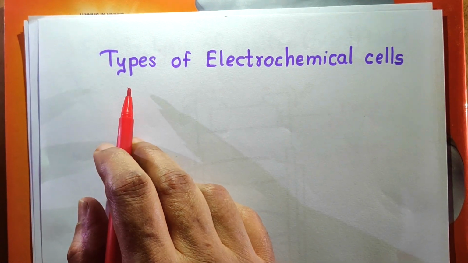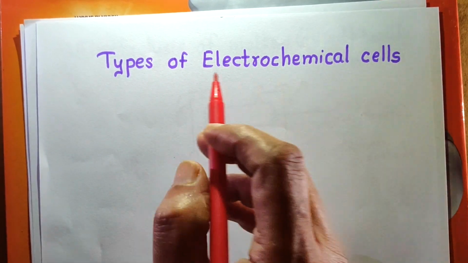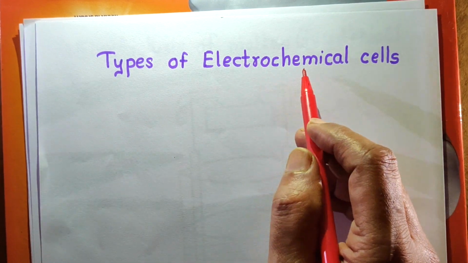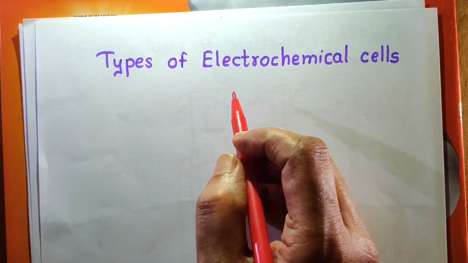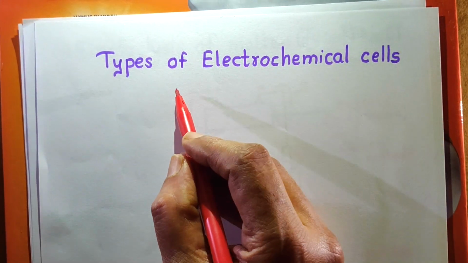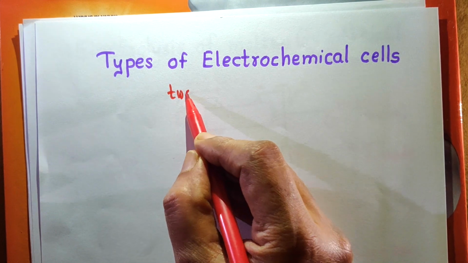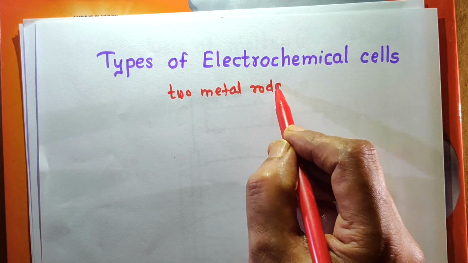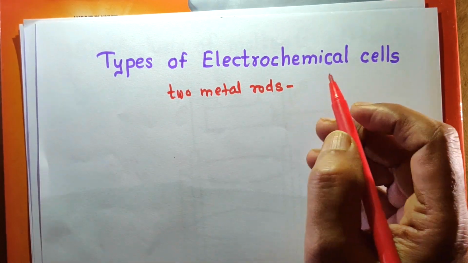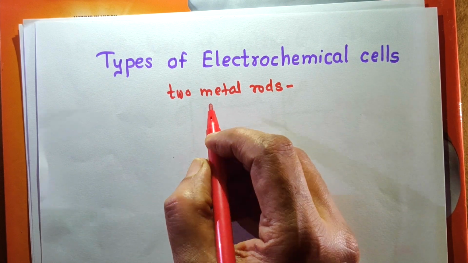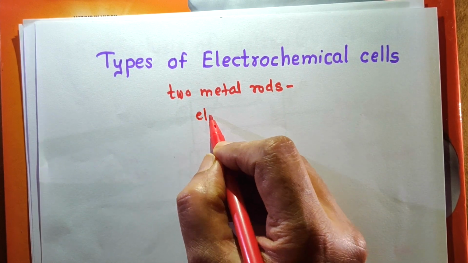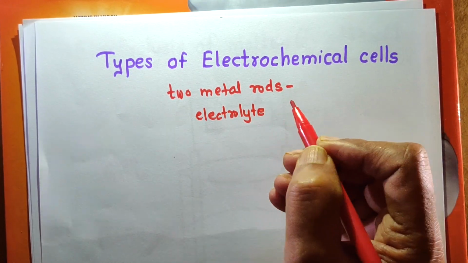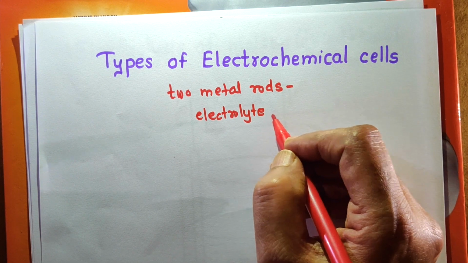You know what are electrochemical cells? In the first video of this topic, we have studied about electrochemical cells. Electrochemical cells consist of two metal plates or two metal rods, generally of carbon or graphite, and these two rods are dipped in a solution which is called as electrolyte. What is electrolyte? The solution through which electricity can pass.